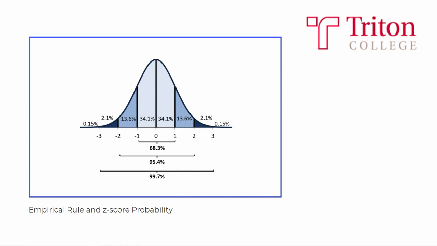Now, I know you're looking at the slide and you're like, well, Bob, it says the empirical rule and z-score probability. We're going to talk a little bit more about z-score probability in the next lecture. It's important for me to break this down into two lectures because there needs to be a time interval between the empirical rule and z-scoring if you're just learning this.